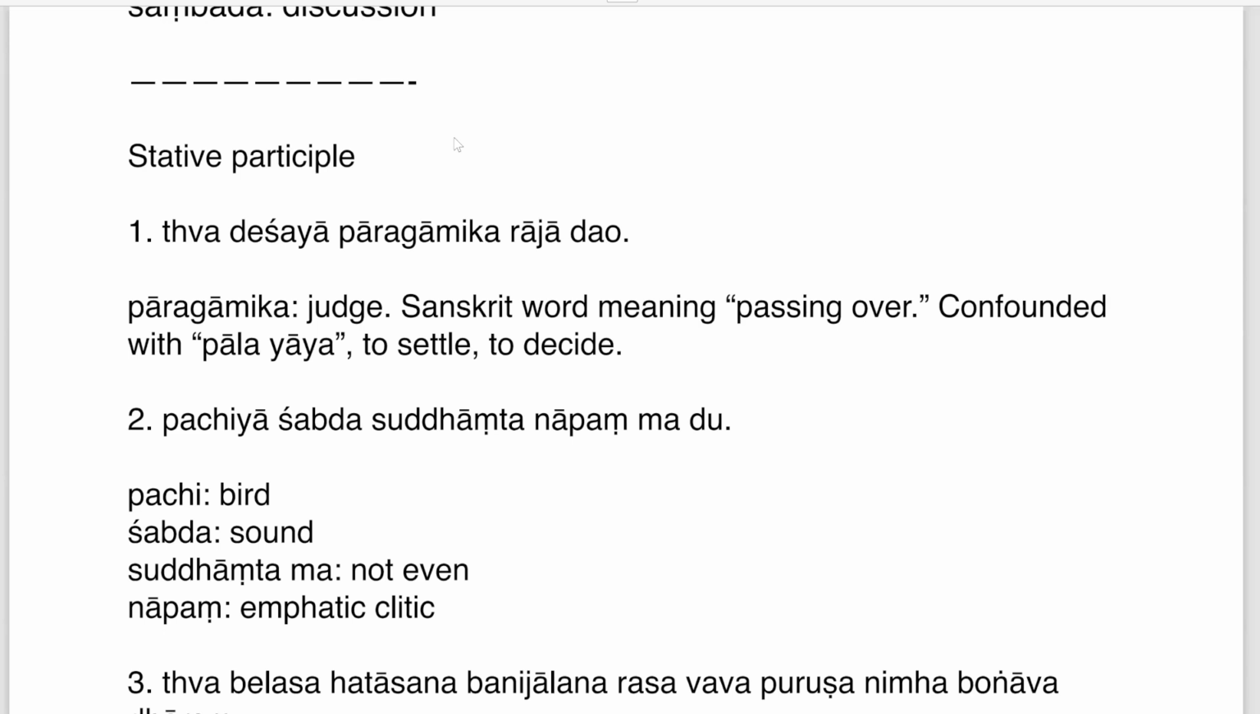Todeshaya Badamiga Raja Davo, so the Badagamiga, the judge of this country, Deshaya in genitive, was a king or is the king. Or we can also say we have a king as a judge in this country. So we just translate according to the context.